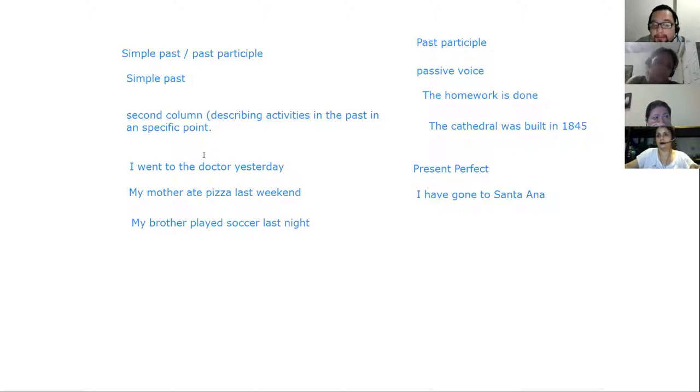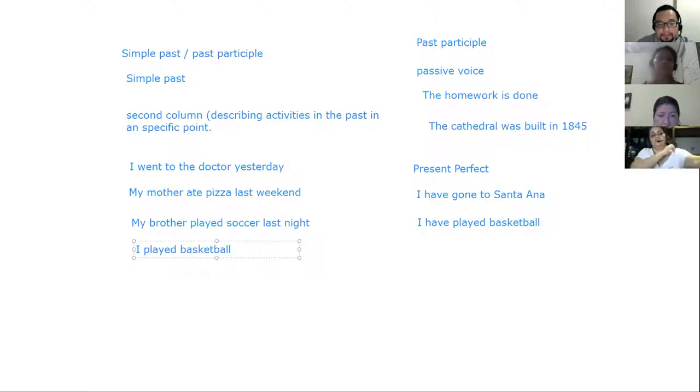Caso contrario, con los verbos regulares, que esos no cambian. O sea, se utiliza en pasado simple y se utiliza en pasado participio. Por ejemplo, aquí puedo poner, I have played basketball. He jugado basketball, pero igual no le estoy dando un punto específico en el pasado. Mientras si yo pongo acá, I played basketball last week. Ahí sí ya le estoy dando un punto específico en el pasado.